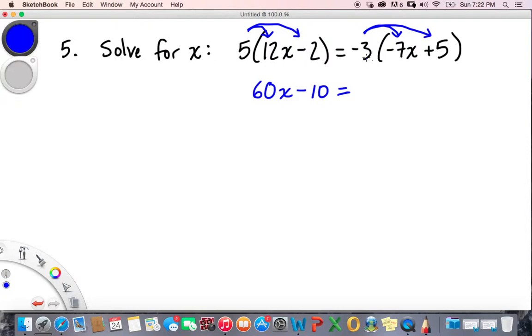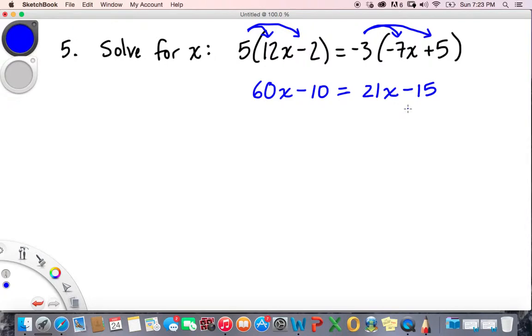On the right-hand side, I have negative 3 times negative 7x. So a negative times a negative is going to be a positive. And then 3 times 7 is 21, so we have 21x. Then negative 3 times plus 5, that's a negative times a positive. That's going to give me a negative, and 3 times 5 is 15. Okay, so the expression on the left simplifies to 60x minus 10. The expression on the right simplifies to 21x minus 15.